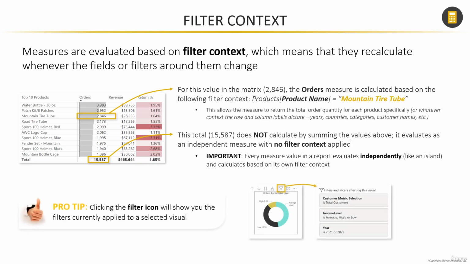So as a pro tip here, if you're struggling to understand the filter context impacting a visual, you can click on the header icon to see a list of filters and slicers, which are all part of that filter context that's impacting the visual. So here in this example, we can see a customer metric selection, income level, and year are all affecting our donut chart visual. As I was learning about filter context for the first time, one of the most helpful things for me was working through a number of different examples. So let's take a minute and we'll do that now.